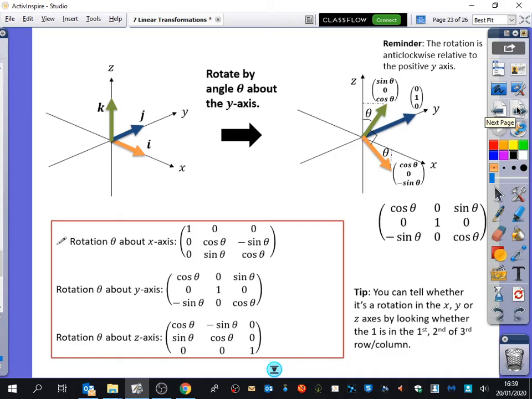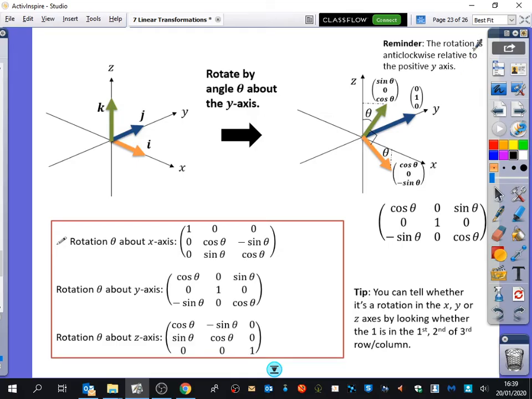Now, these look just the same as the rotation matrices that you have for 2 dimensions, but there's a slight twist on them as well, and I'll just go through what that looks like. So if we're going to rotate by an angle theta about the y-axis, this time it's rotating it.